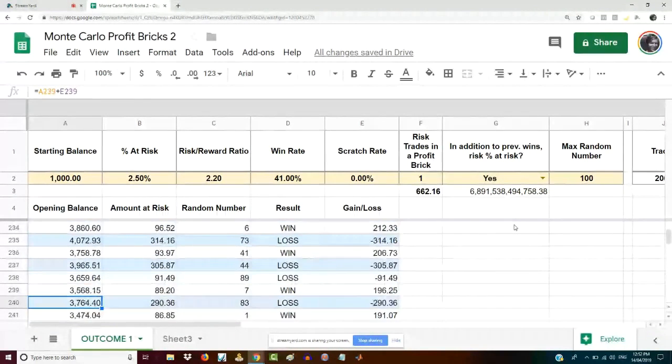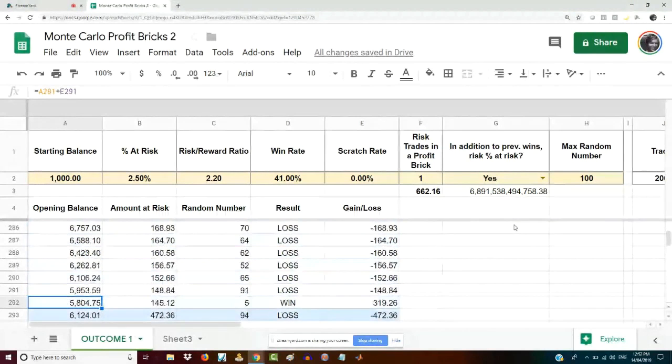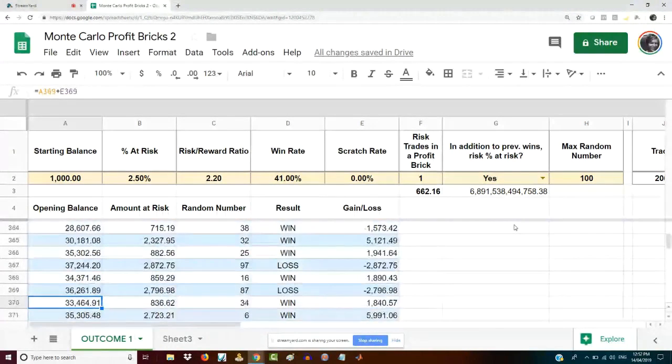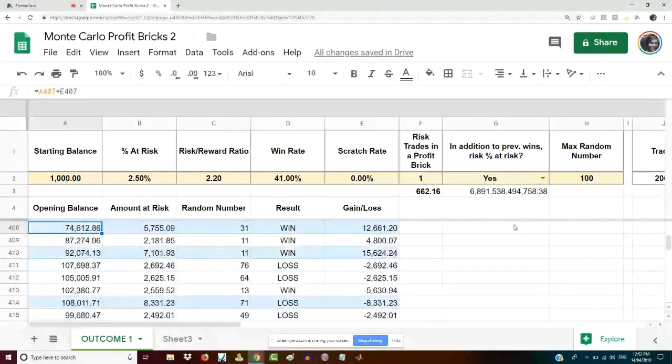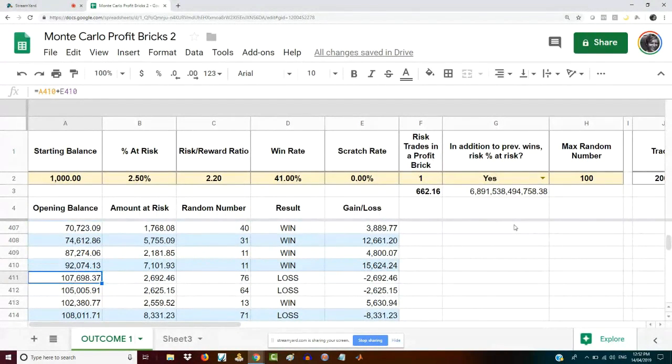In this case, let's say the goal is 100,000. We get to 100,000 around trade 407. So after 407 trades, because I've been using this compounding at the trade level system, I'm able to increase a $1,000 account up to $107,000. It's as simple as that. So that's basically how this works.